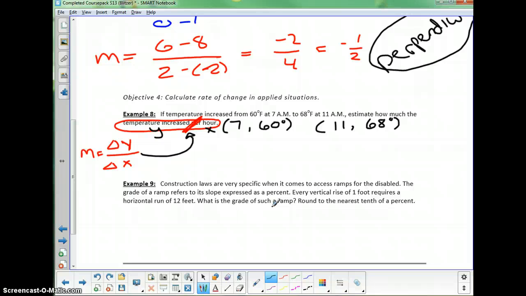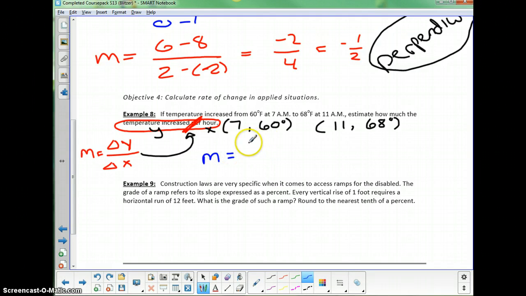There's a couple different indicators there. I can think about the independent and dependent variables, or I can look at those units and know that it's y divided by x for the slope. So it's telling me that y is temperature and hour is x. When I put them in the ordered pair, it's x comma y. So it's (7, 60) and (11, 68). Let's go ahead and find that slope now.